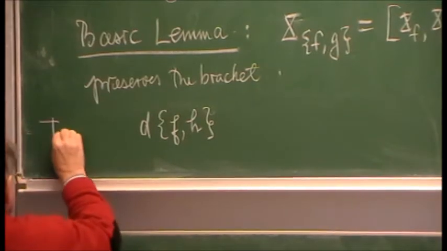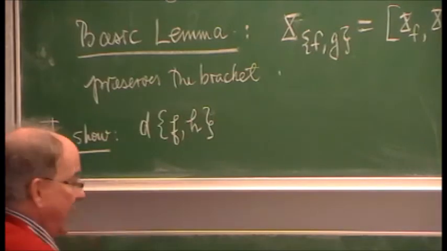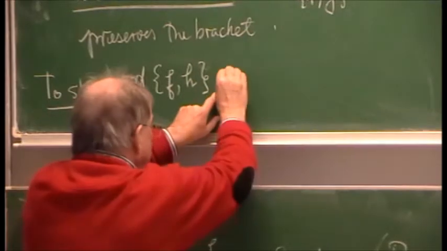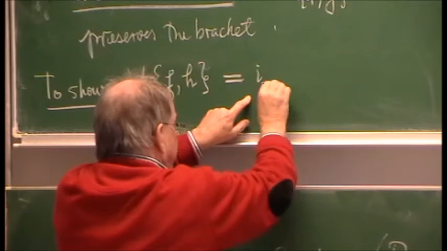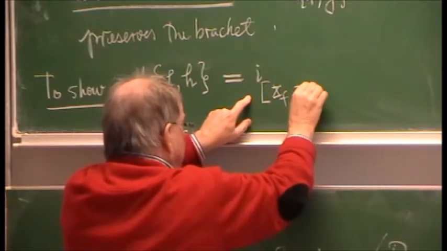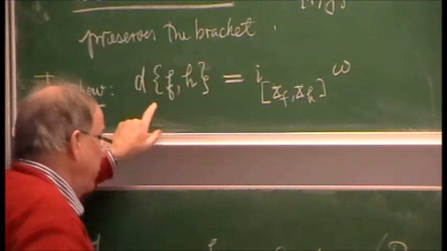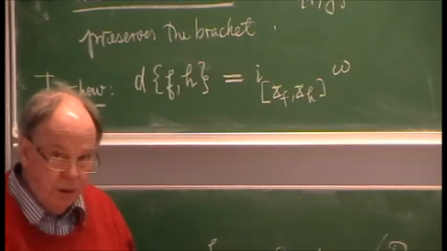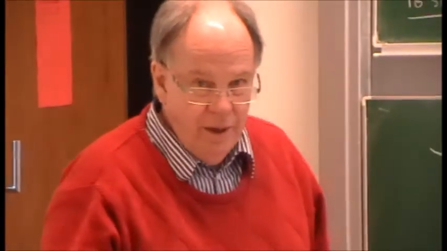So let me write here to show what we have to show. Right? What I have to show is, remember, D of a Hamiltonian should be the contraction of the symplectic form with the fields. So I have to compute that and see if it's that. Okay? Right? I hope, I don't know how good you are at mathematics. I don't know you well enough yet. But I hope, no, seriously.